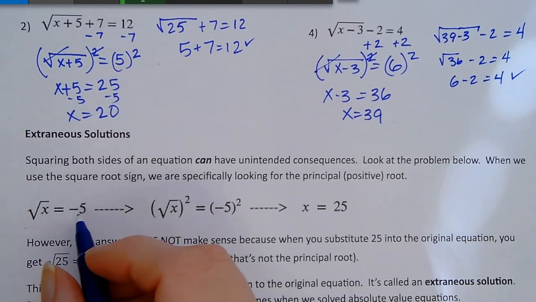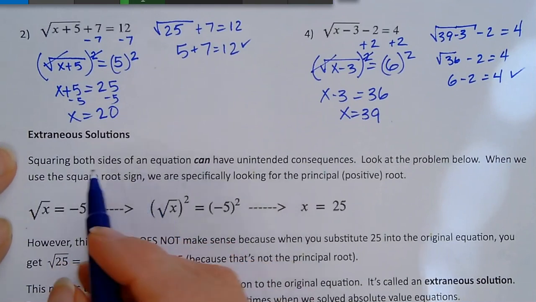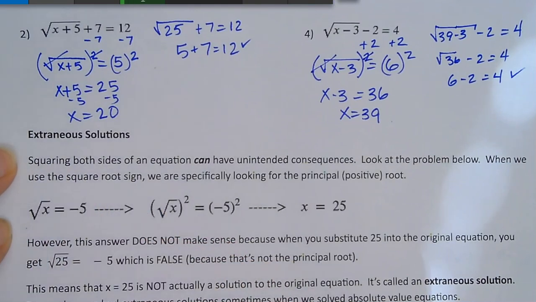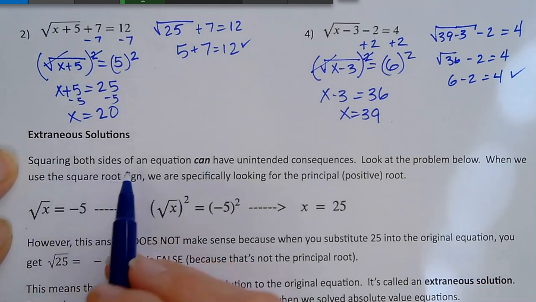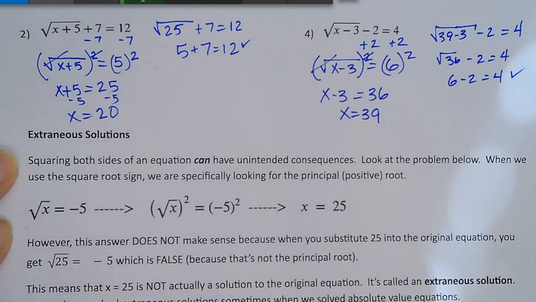Sometimes when you solve something, you end up with something called an extraneous solution. So it's a solution that you got to mathematically, but when you plug it back in, you'll see that it doesn't make sense. This is partly because when we're squaring both sides of an equation, sometimes we just end up with some unintended consequences. So let's take a look.